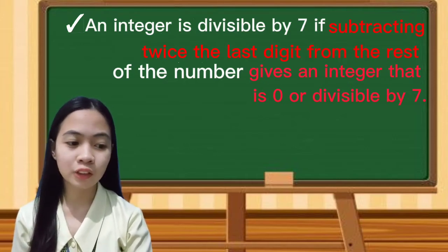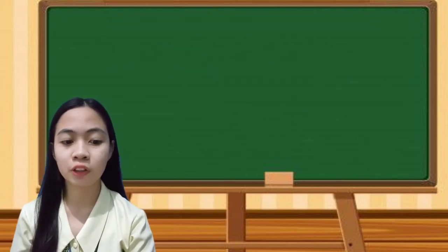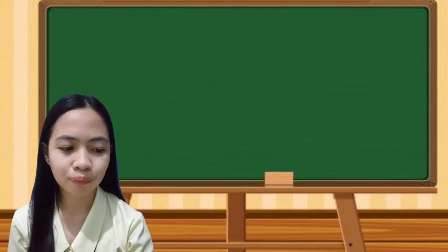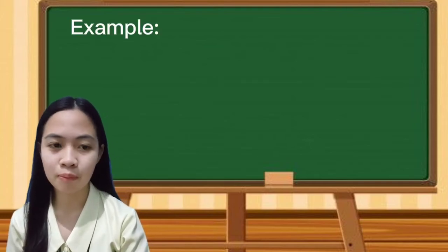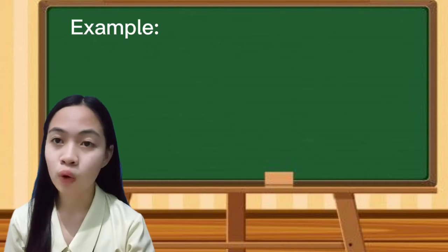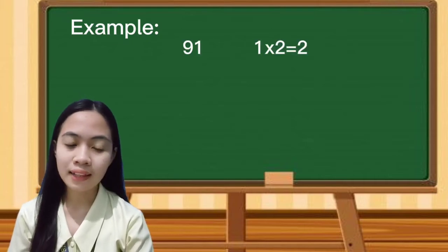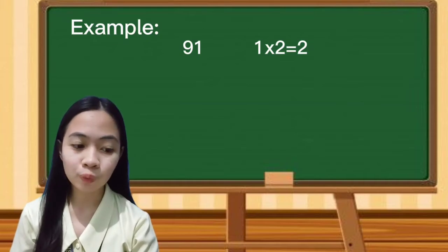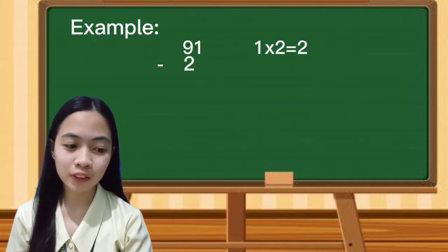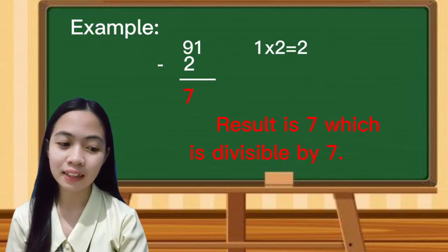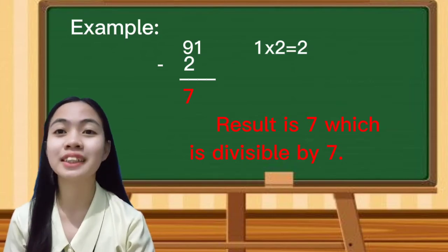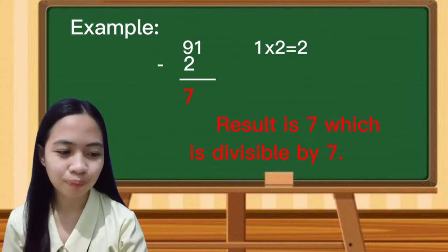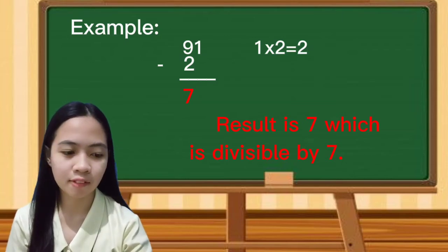Take note that you can repeat the process until you're comfortable to deal with it. So for example, example number 1, 91. The last digit of 91 is 1, and 1 times 2 is equal to 2. 9 minus 2 is equal to 7, and the result is 7, which is divisible by 7. So 91 is divisible by 7.